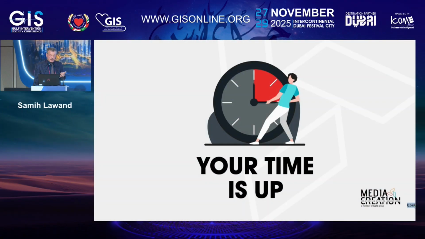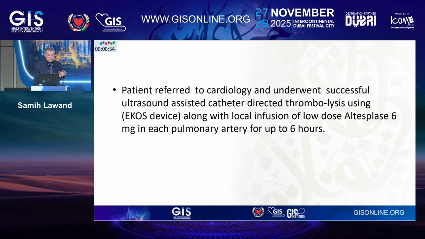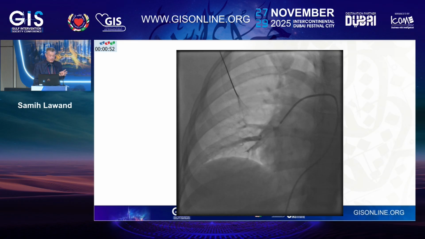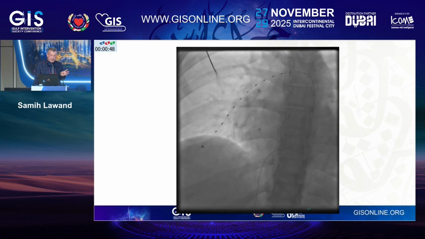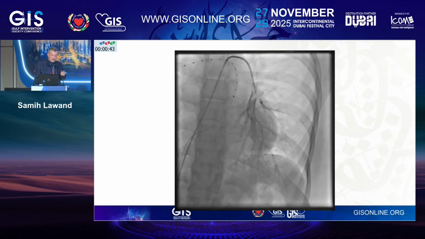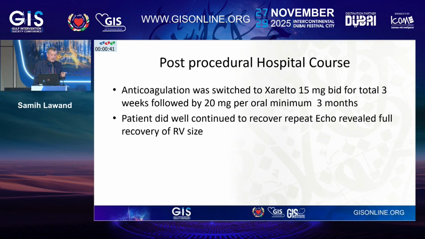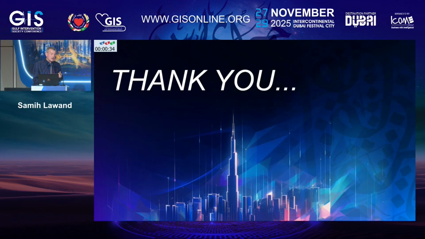And this is the presentation time, and I just want to show you that her RV completely recovered as well. So in summary, this patient underwent a successful intervention. This is the beginning. And this is the EKOS, bilateral filling defects, all improved, and of course was remarkably improved. And this is her RV after 1 month. Thank you.